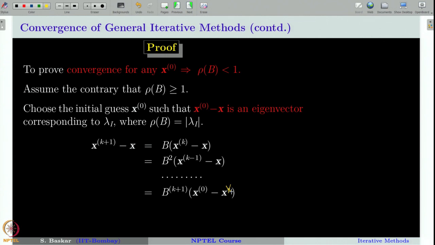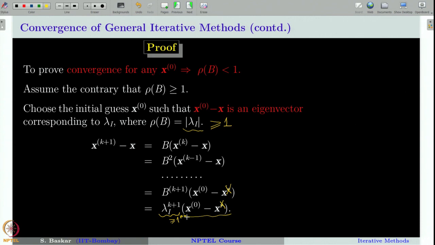Now, what is this? This is nothing but the eigenvector, right? Therefore, you can write it as lambda_i^{k+1} into the eigenvector (x naught minus x). Again, this star should not be there, it is a typo. And you have this because this is an eigenvector. Now, what we assumed as a contrary, that the absolute value of lambda_i is greater than or equal to 1. That is what we have assumed. That is, this is something greater than or equal to 1 raised to k plus 1, right?